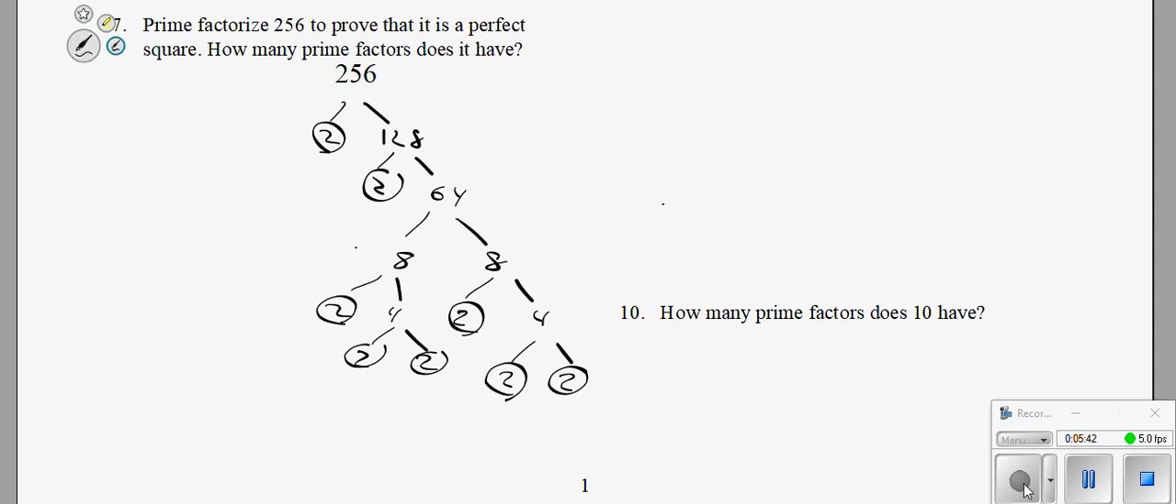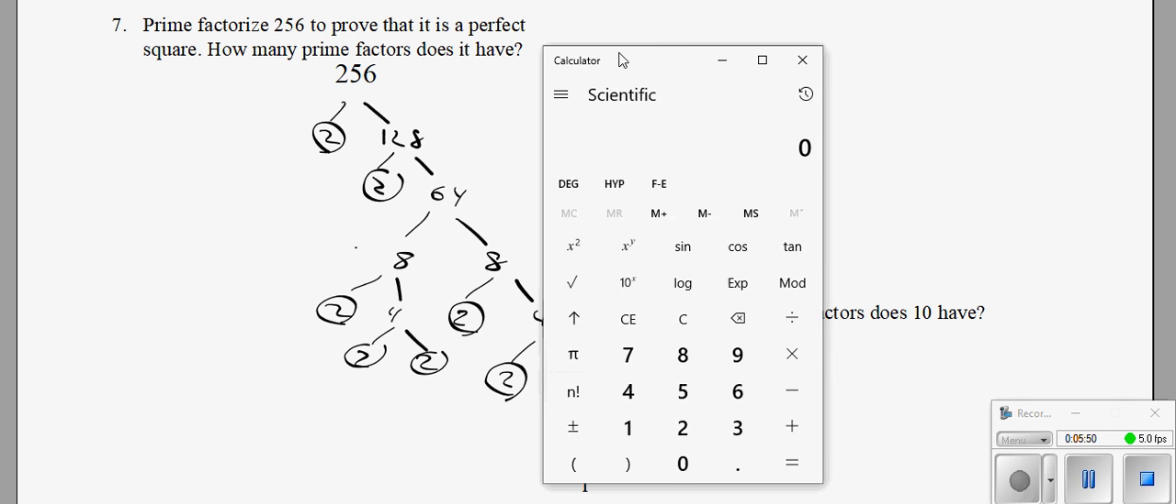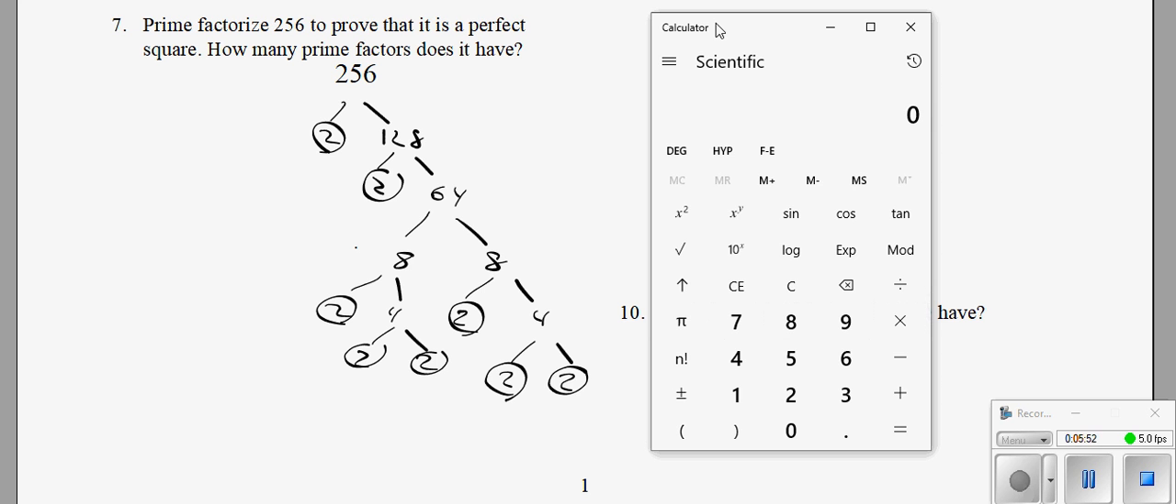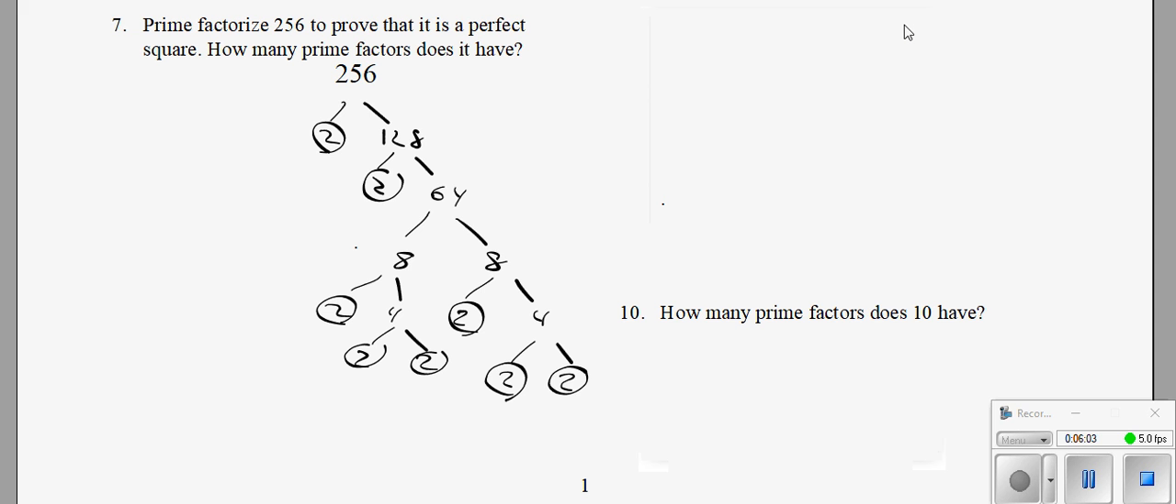So when we break down 256 into the prime factors, if I took a calculator and multiplied all of those circled prime factors, 2 times 2 times 2 times 2 times 2 times 2 times 2 times 2, and pressed equals, I would get 256. So therefore, there are 1, 2, 3, 4, 5, 6, 7, 8 prime factors. All of them are 2s.